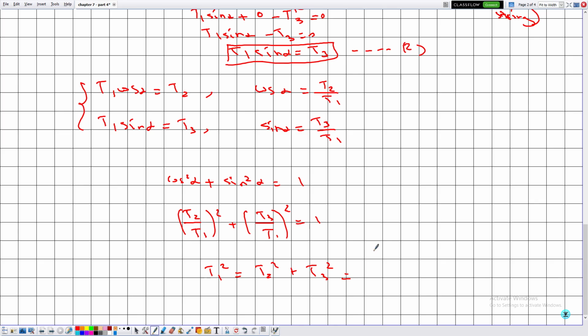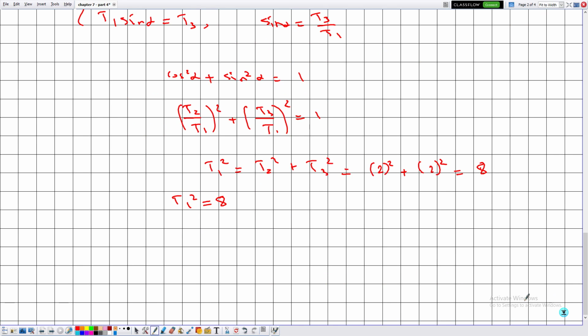The value of T2 is given by 2 to the power 2 plus T3 is 2 to the power 2. So this is equal to 8. Then if T1 squared is equal to 8, then simply T1 is equal to plus or minus radical 8, but we are interested in the positive solution, which is equal to 2 radical 2 newtons. Then T1 is equal to 2 radical 2 newtons.